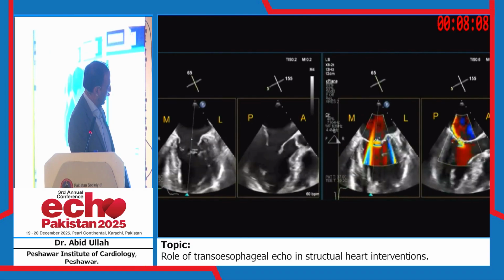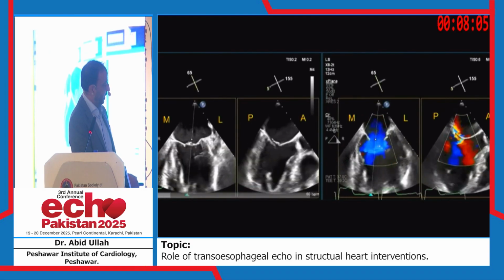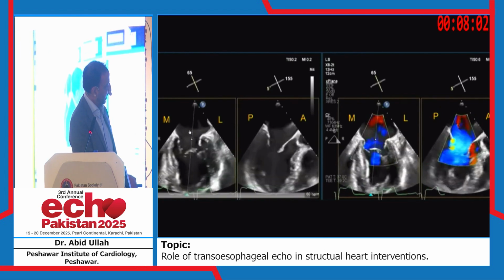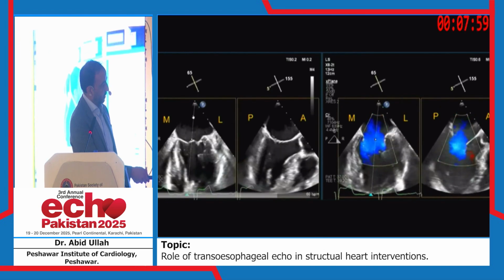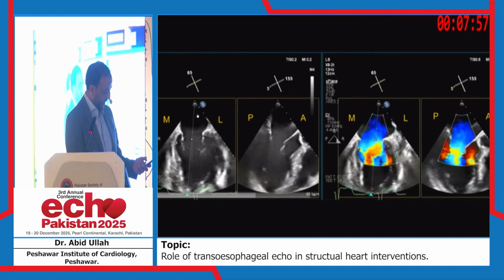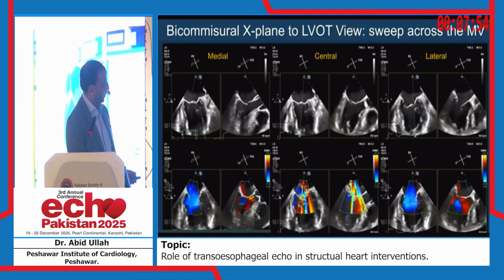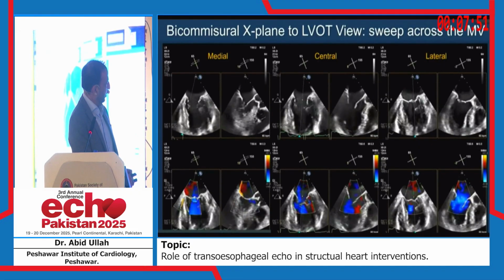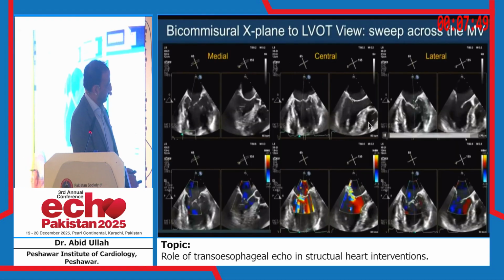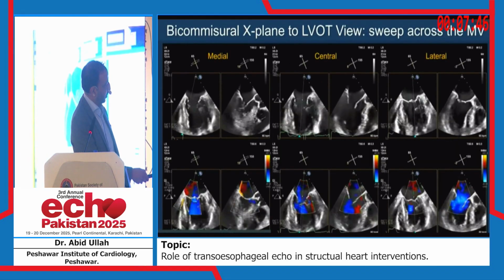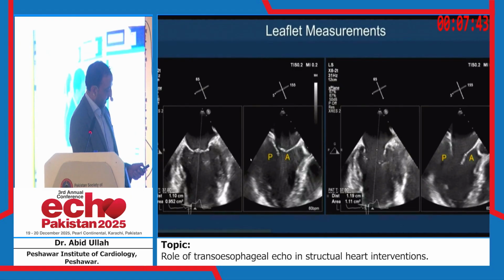As I said, we do a bicommissural view, which is X-plane to an LVOT view. In the next slide, we put some color there. We just want to make sure that we have the mitral regurgitation that we are going to treat. This is going to be the sweep. We start from the medial, assess the medial part, go to the central part, and from that we go to the lateral part as well. And again, as I showed in the EVEREST criteria, we want to make sure that we have the appropriate anatomy to make our clip successful, so that our leaflet length and the location are appropriate for the procedure.